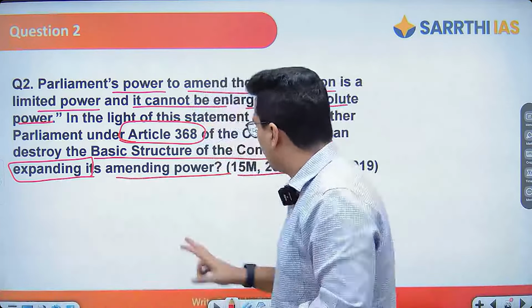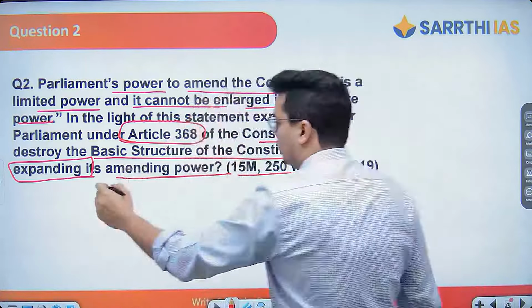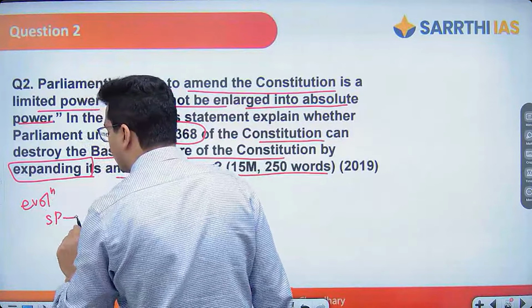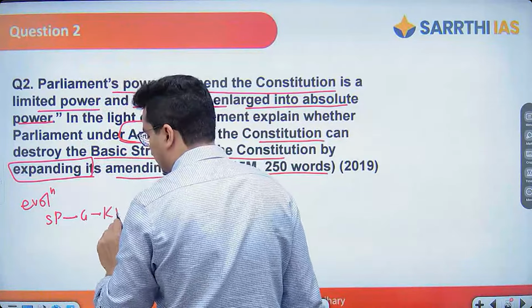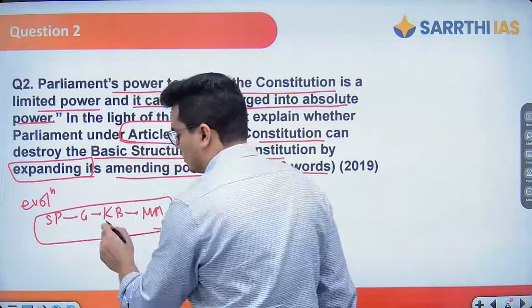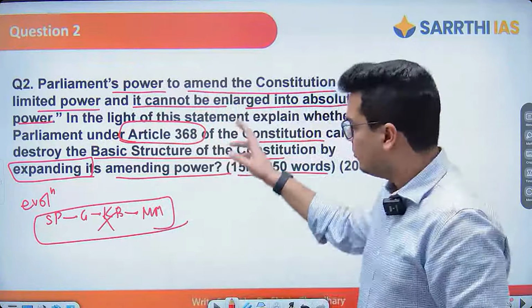Dekho, most of the comments that you gave me right now were showing evolution of basic structure. That okay, there was Shankari Prasad, then there was Golaknath, then there was Keshavnand Bharti, then there was Minerva Mills. This is not asked in this question. ये नहीं पूछा है उन्होंने.